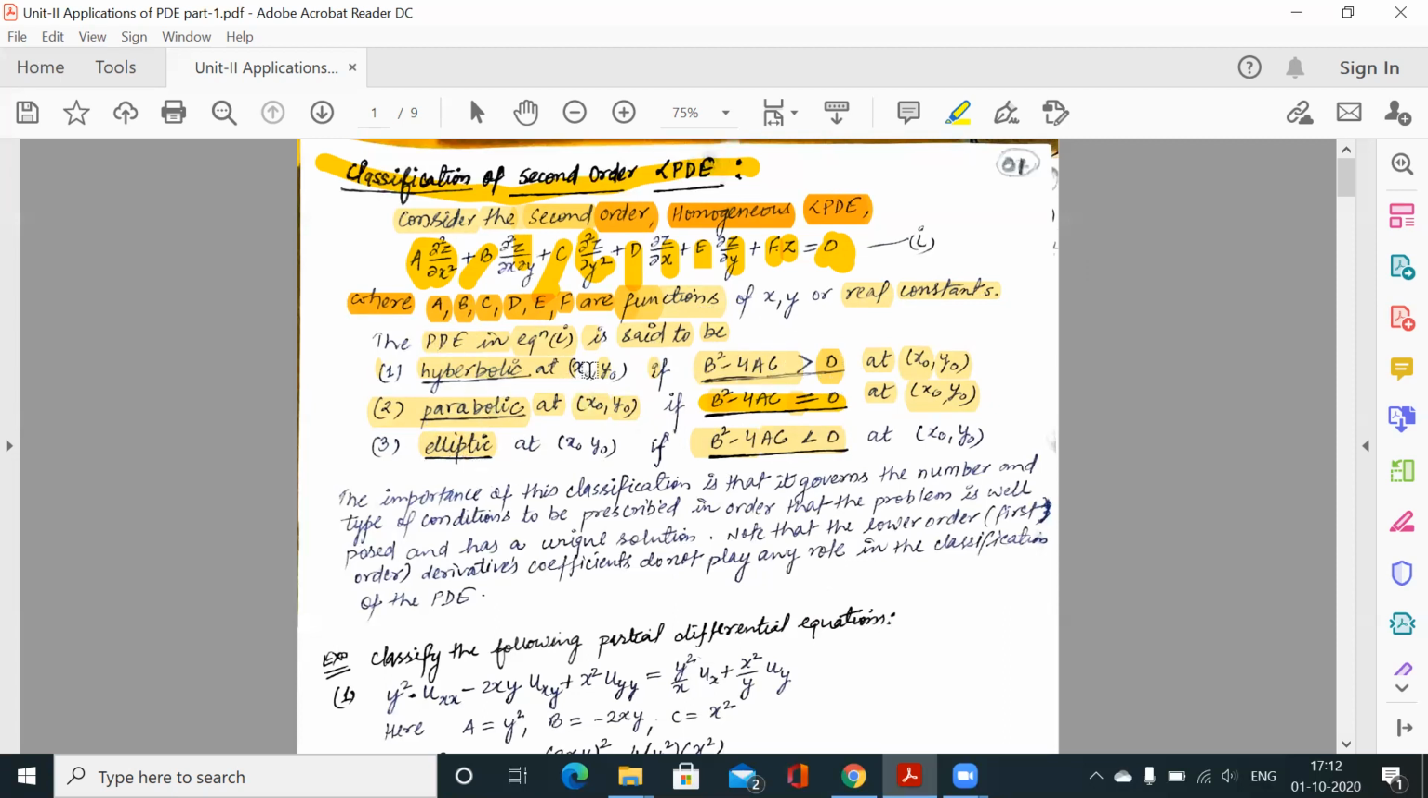So I have written that at x0 y0. Suppose the points are not given, and we only have to classify the PDE, then we simply calculate this. These coefficients are either functions of x, y or real constants. If these are constant, we will get a numerical value. And if any of these coefficients is in terms of x and y, then we will get a value in terms of x and y. In that case, we would need to substitute some numerical values for x and y.